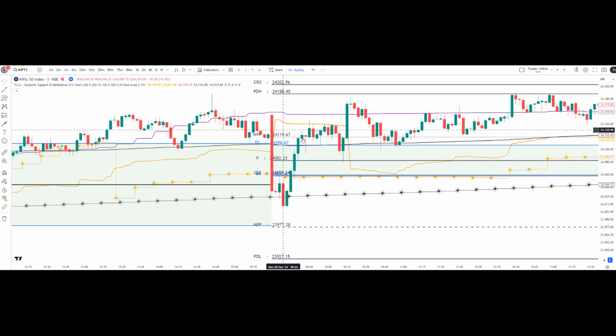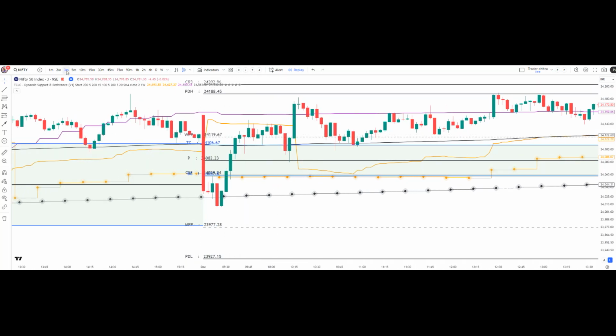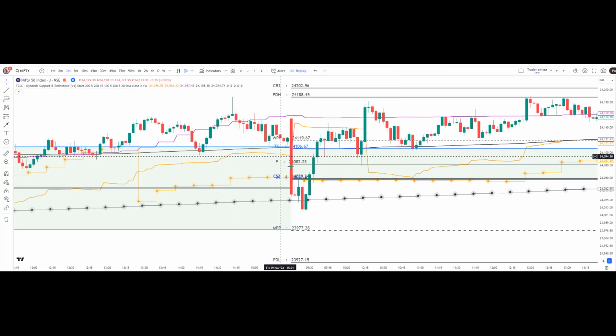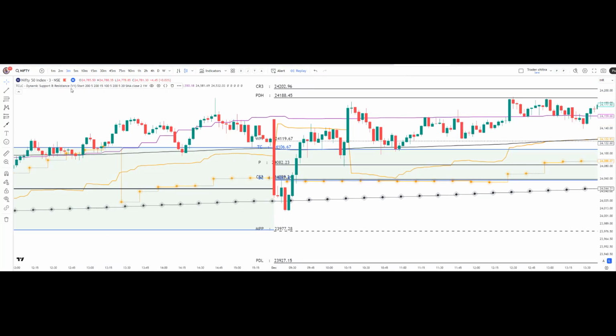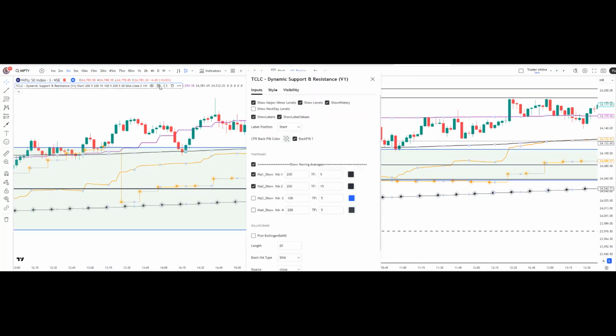Here I am explaining the trades, how we can enter into the trades based on the 3 minutes time frame. Here we can see this is a 3 minutes time frame. I will show the settings of this particular indicator. Here these are the settings. Click on settings, and under inputs we have to enable show major minor levels, show history.